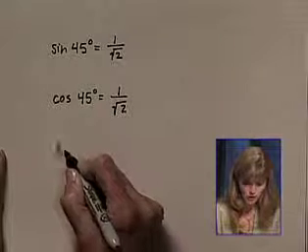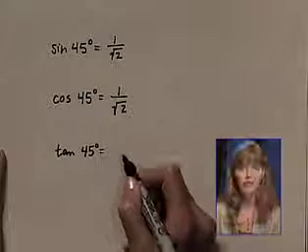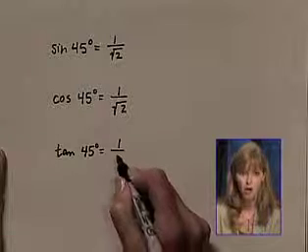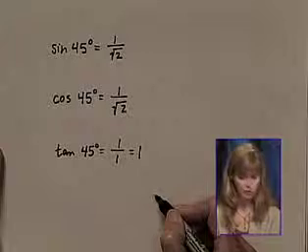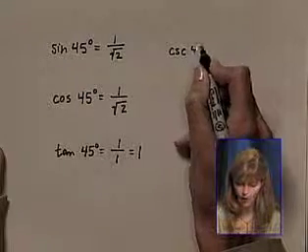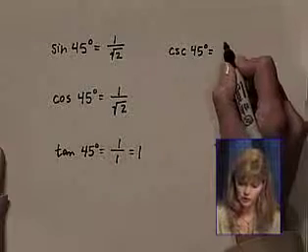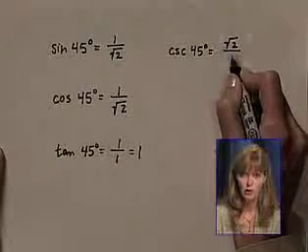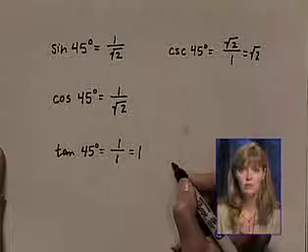To find the tangent of 45 degrees, we take the side opposite, which has a length of 1, divided by the side adjacent, which also has a length of 1, and we can note that this is equivalent to the value of 1. To find the cosecant of 45 degrees, we take the length of the hypotenuse, which is the square root of 2, and divide by the side opposite, which is equal to 1, giving us a value of square root of 2.